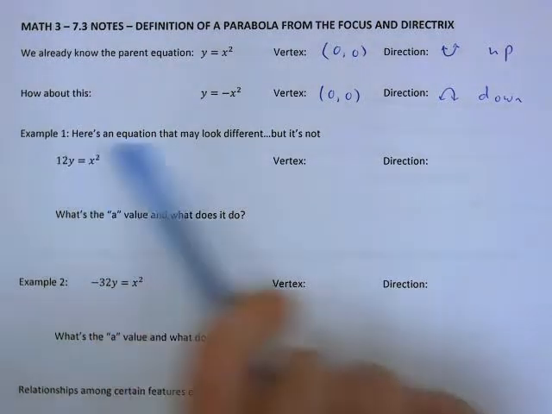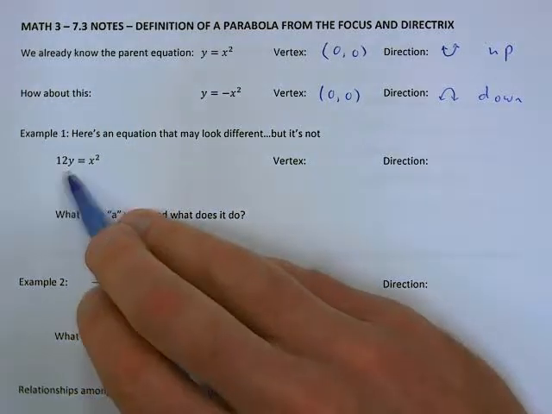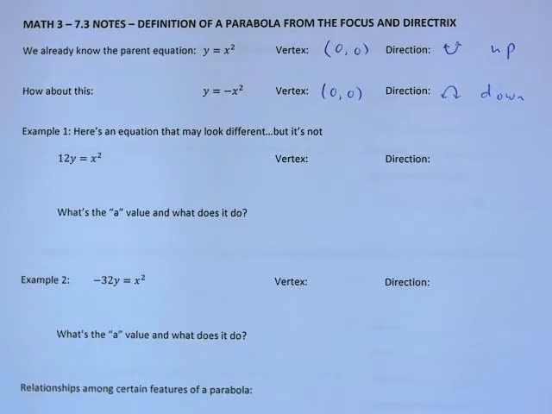Example 1, here's an equation that may look different, but it's not. This one, we've got 12y equals x squared. Now this is kind of like in the last section when we were looking at circles. Our equation is not always given to us in the way that we want it. So for a parabola, what do we want our equation to look like? Well, we want it to be basically in y equals form. When it's not in y equals form, no big deal. We just got to get it in y equals form.